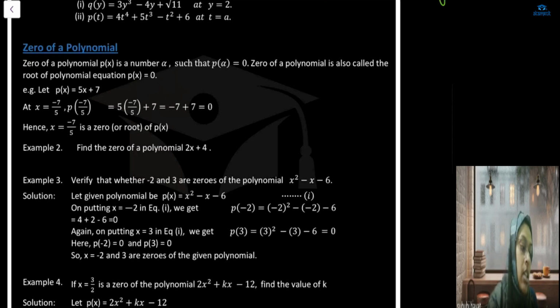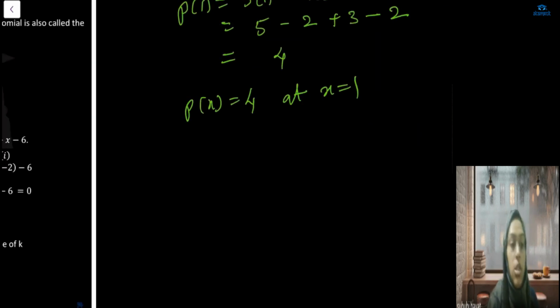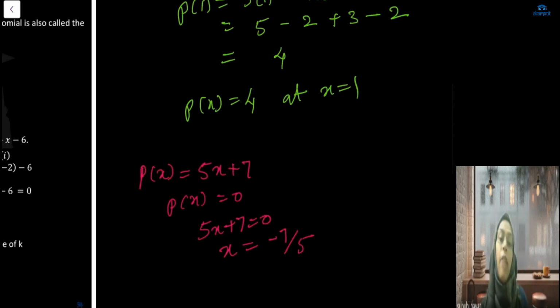Now let's take an example: p(x) is equal to 5x plus 7. Let's take this example and I'll tell you how to find the zero of the polynomial. As I told you, we want the value of x for which the complete value of the polynomial becomes 0. So we put p(x) equal to 0. That means 5x plus 7 is equal to 0, so you'll find x is equal to minus 7 by 5. This is how we can find the zero of the polynomial. This is the value of x for which this polynomial becomes 0.